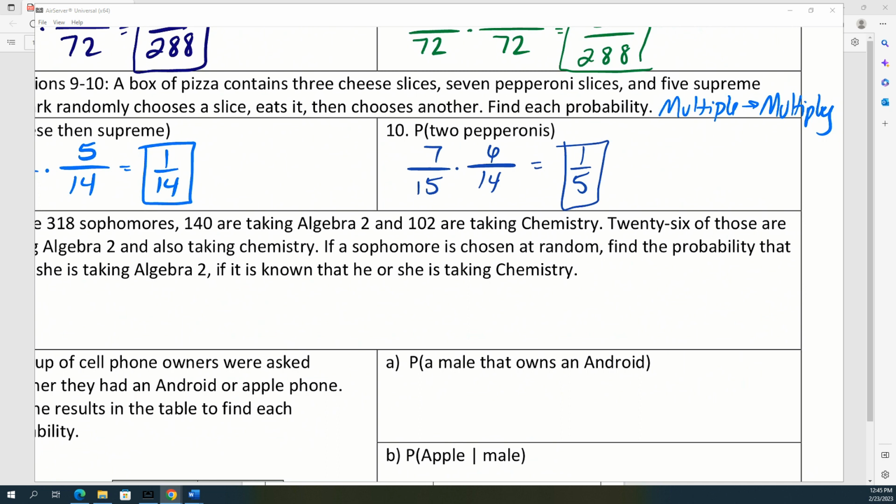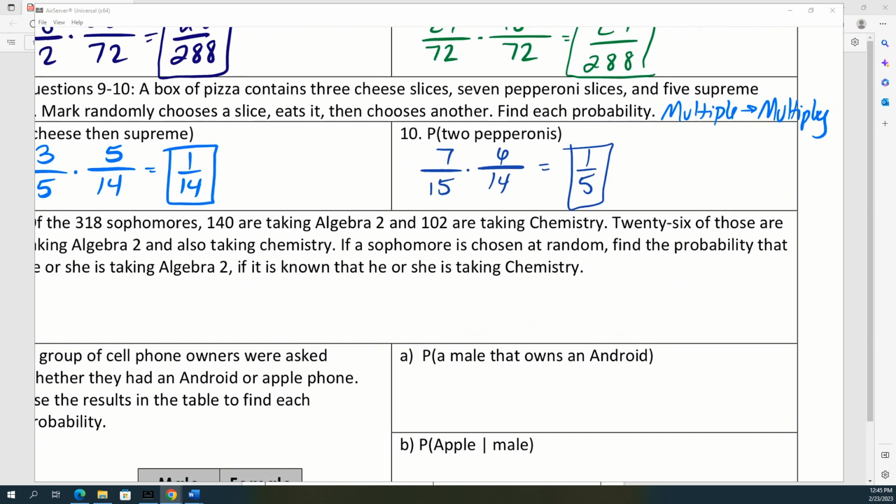And then all the rest of these are conditional probability, which is what we learned yesterday. I don't think we're going to do all of these, but we're going to do enough. I think you're going to feel good about your quiz tomorrow.